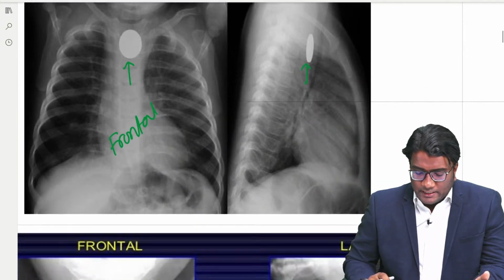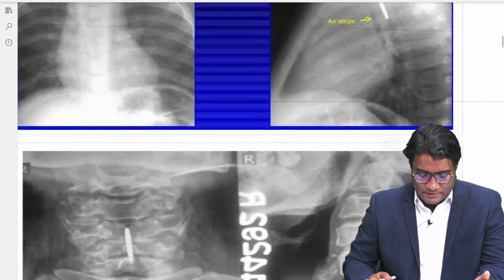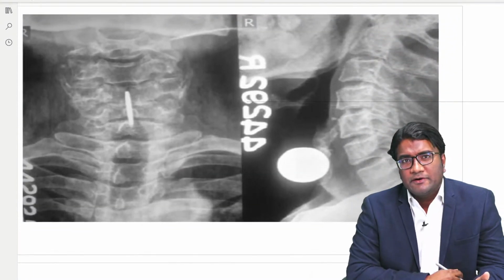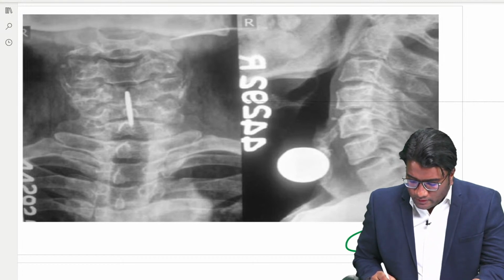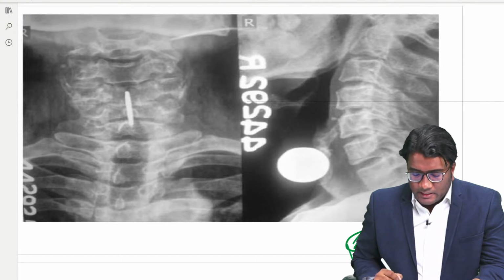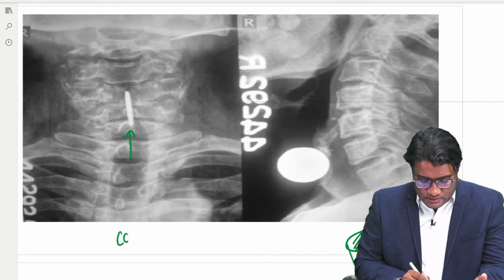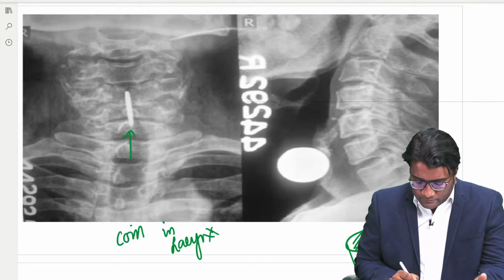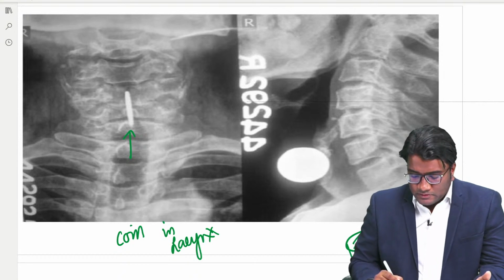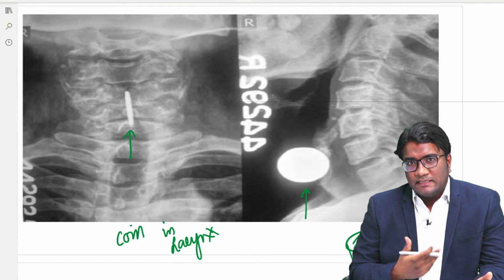Now, the way to understand whether it is a coin in the esophagus or a coin in the trachea or the larynx, is to understand that in the larynx, we have vocal cords, right? So, if the coin has to enter the trachea, in the frontal plane it will enter in a sagittal view like this. So, this is a coin in the larynx. And when you see it in a lateral radiograph, you see the coin in the tracheal lucency.